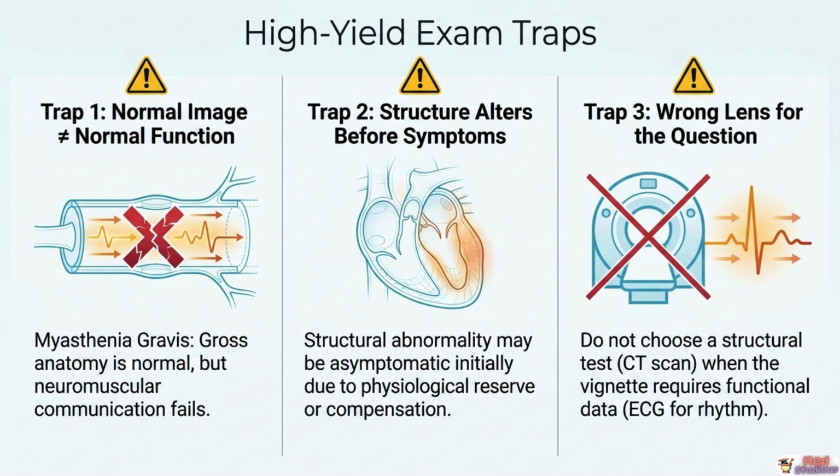3 exam traps are especially important. First, normal imaging does not always mean normal function. Electrical, biochemical, or regulatory disorders may occur before gross structural change is visible. Second, an anatomical abnormality may not yet cause symptoms because the body has reserve or compensation.